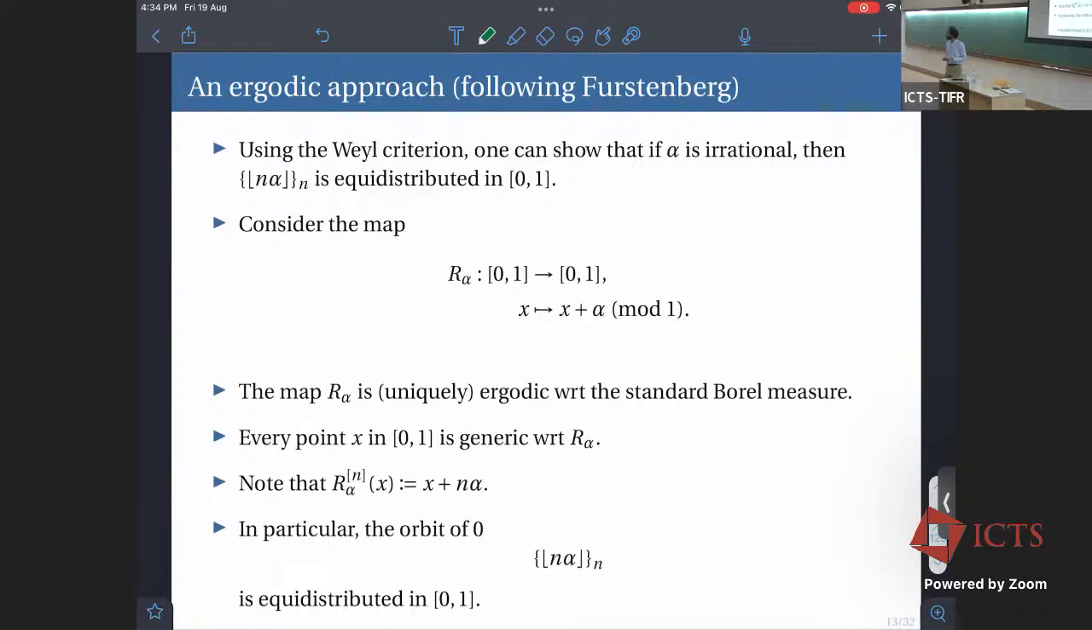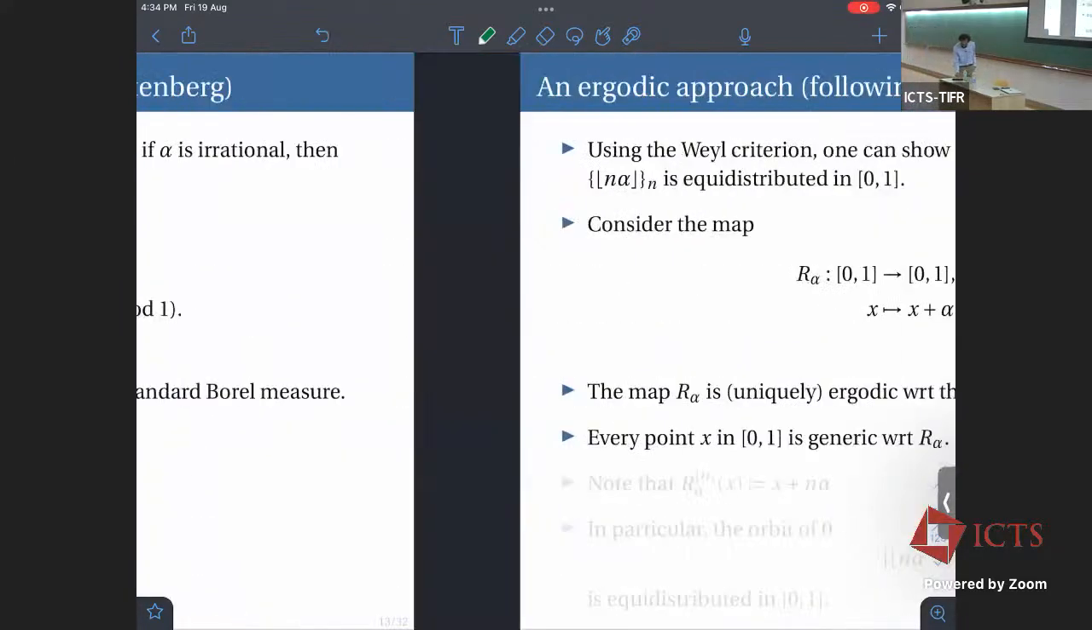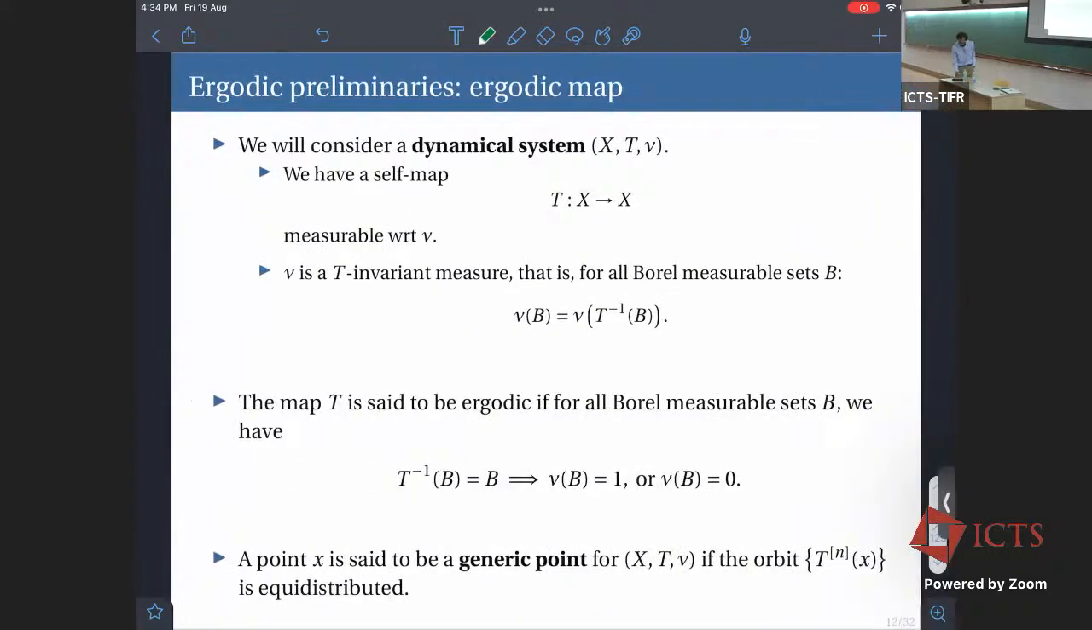Yeah, hello. Yes. What do you mean by generic? A point is said to be generic if the orbit of that point under T is equidistributed. So I can look at x, T of x, T squared of x, and so on. I'm just applying T to that point. I get a sequence, and that sequence is equidistributed under the definition I wrote earlier.